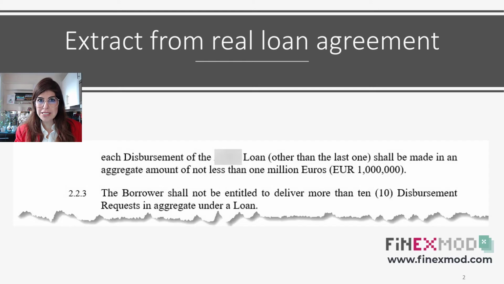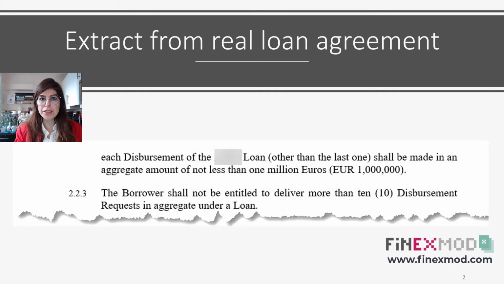The first one states that each disbursement of the loan shall be made in an aggregate amount of not less than 1 million euros. So when you are making your projections for the drawdowns, you need to make sure that each drawdown is greater than 1 million. You cannot have a drawdown of less than 1 million.